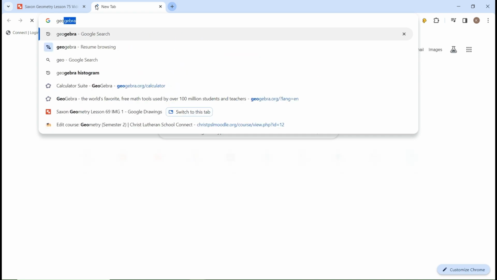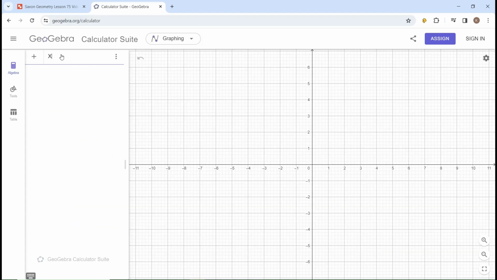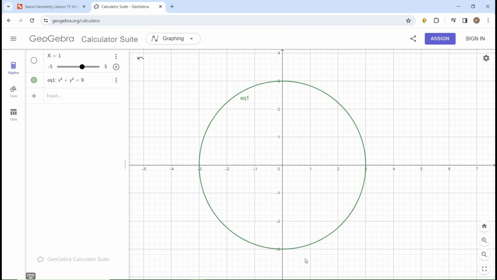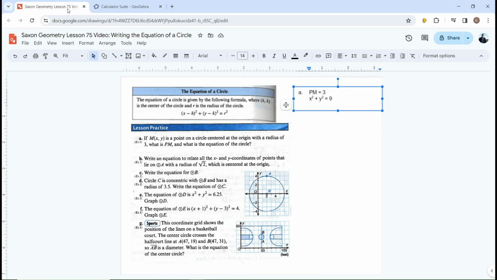Hey, let's just go to GeoGebra and make sure that we're actually doing this right. So x squared plus y squared. Notice that the graph is a circle that has a radius of 3 units. So this works out as the equation for a circle with the radius squared here being 9. The radius itself is 3, r squared is 9. All right, let's go back to our lesson.